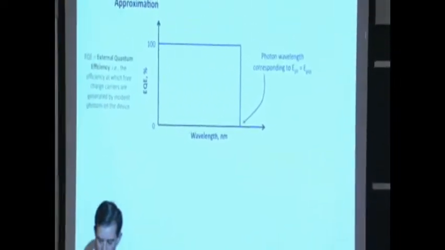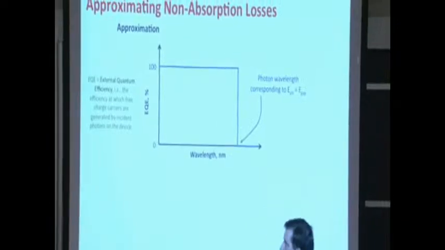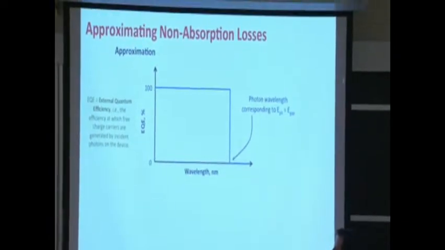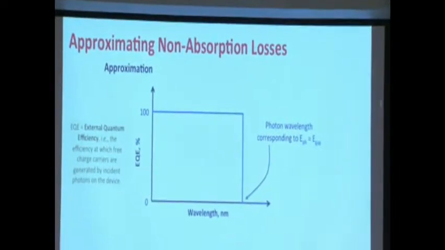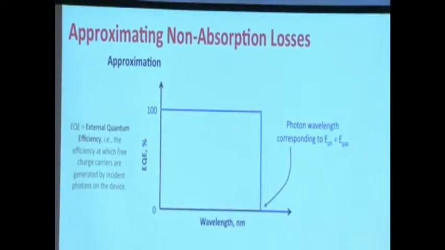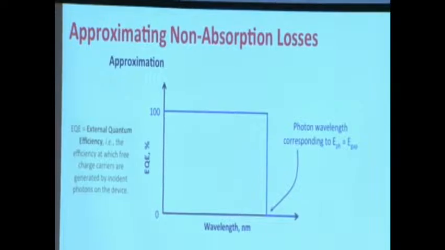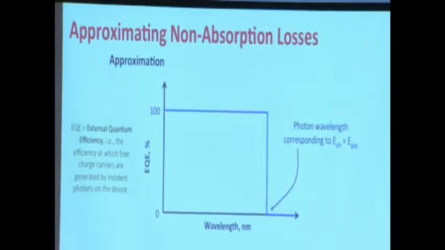So, approximating non-absorption losses, the very first step. What we're going to do is run a very quick approximation that any photon with energy corresponding to the bandgap energy is going to be absorbed. If the photon has a larger energy than the bandgap, it will be absorbed. If it has an energy less than the bandgap, it will not be absorbed. And that's what this plot right here is representing.